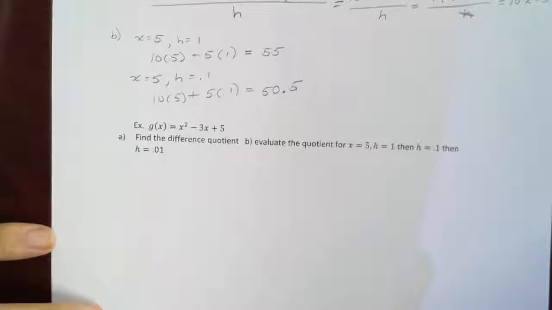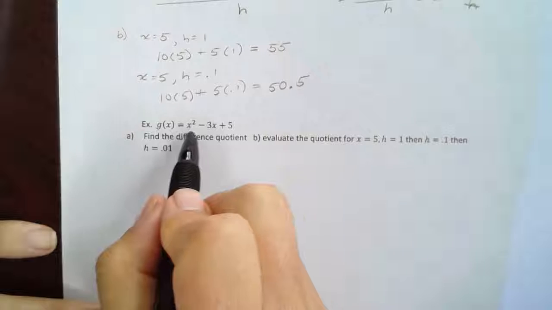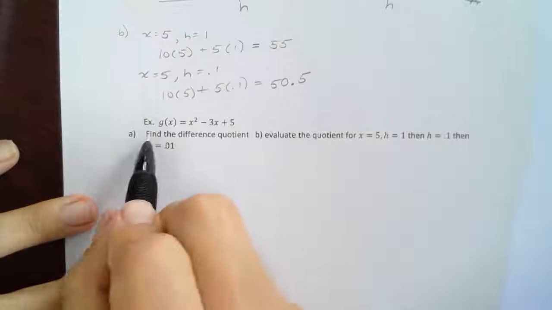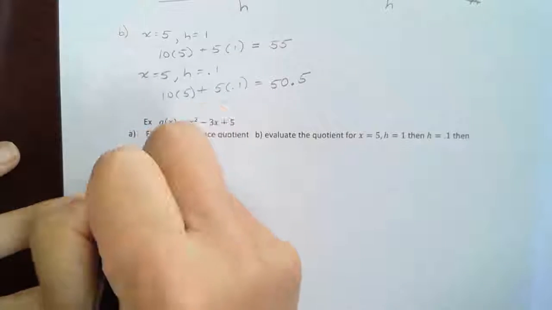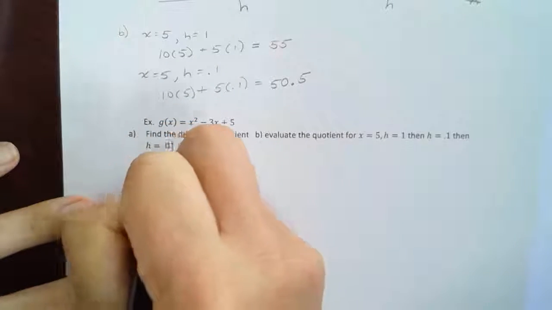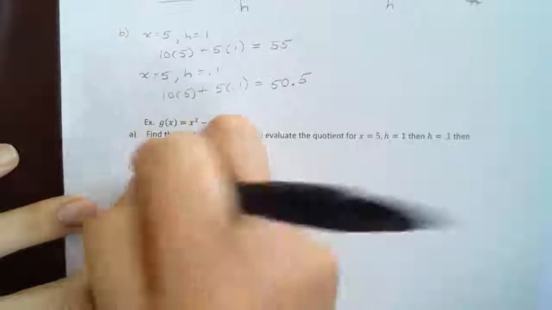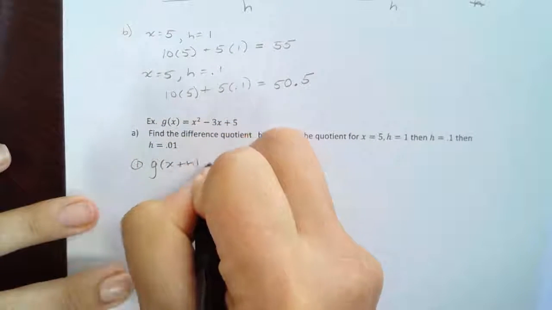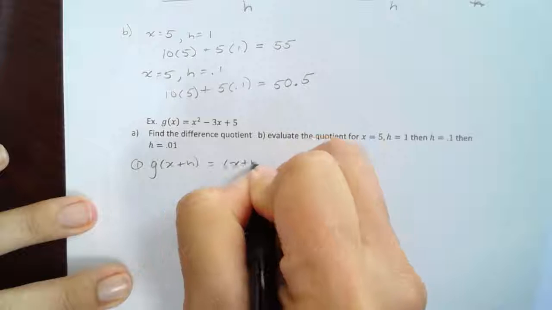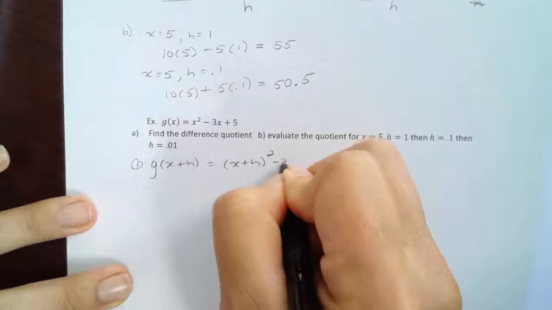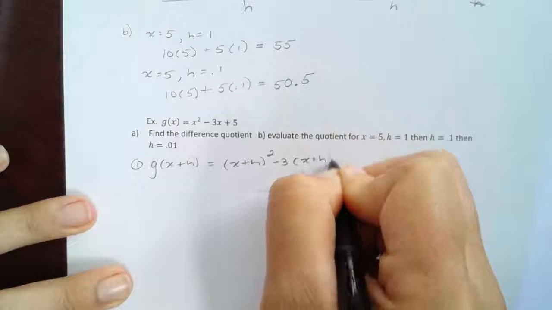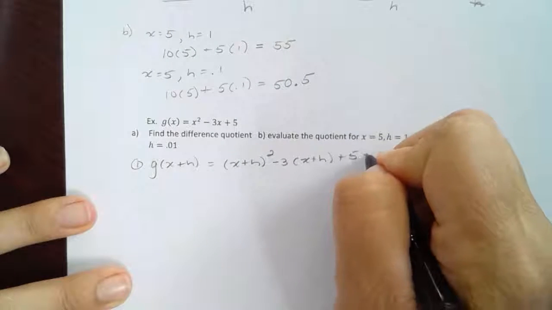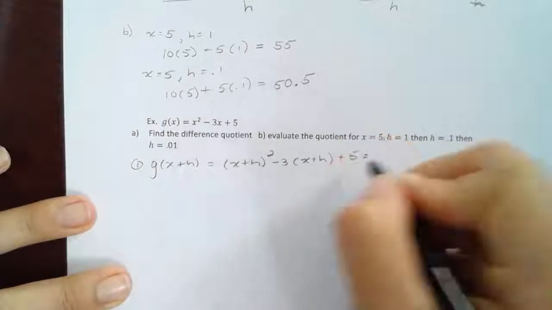Okay, for the second one, g of x is equal to x squared minus 3x plus 5. This one's going to require a little more work because of the three terms. First thing we're going to do is find the difference quotient. So g of x plus h will be equal to quantity x plus h squared minus 3 times the quantity x plus h plus 5. All right, we're going to FOIL and distribute.